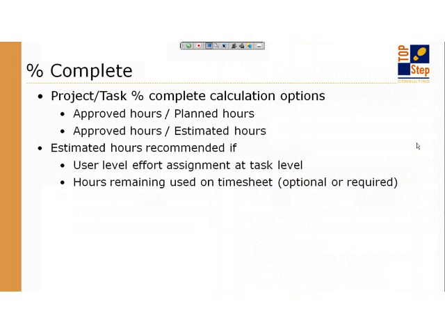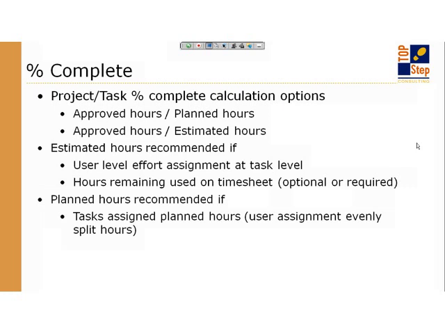So in order for you to use estimated hours and remaining hours, you have to assign people individual budgets of hours on the task level, which may take more effort to set up the tasks if you're not aware of that. And I'll show you that in the system really quick. If you're using planned hours, then actually you can leave the calculation just to be approved over planned.